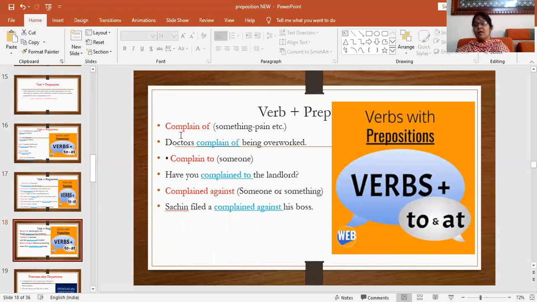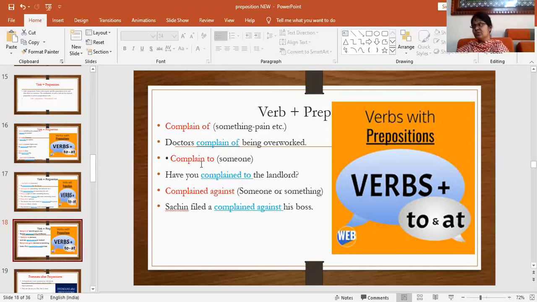Similarly, a word called complain. With that, I attach a preposition of, it becomes complain of. That is, when something is a discomfort to you, you complain, right? Now, in the present times, you can use this sentence where I would say, in the present times, the doctors complain of being overworked due to COVID-19 patients, right?